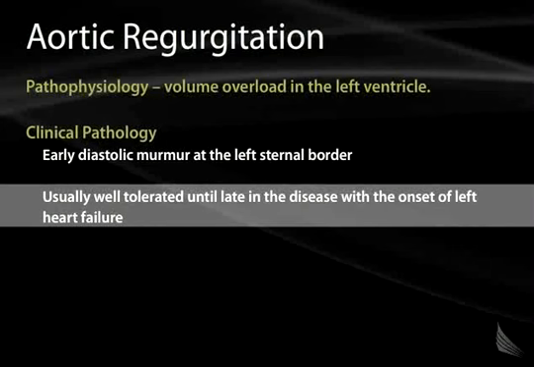It's usually well tolerated until late in the disease with the onset of late heart failure, and therefore treatment of aortic insufficiency is largely guided by echo parameters. So you have to follow these patients with AI with periodic echocardiograms to determine the degree of LV dilation and the degree of depression of the ejection fraction, so that when it starts to approach 50% ejection fraction, or the LV dilates to greater than 70 millimeters, then at that time you would pursue valve replacement, regardless of whether the patient is symptomatic or not.